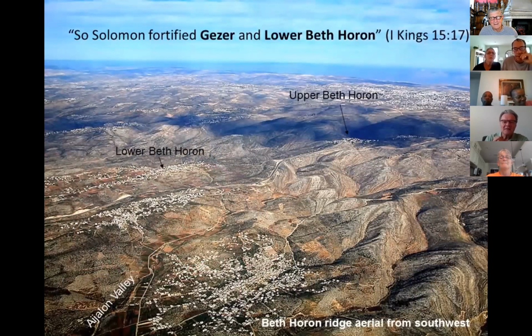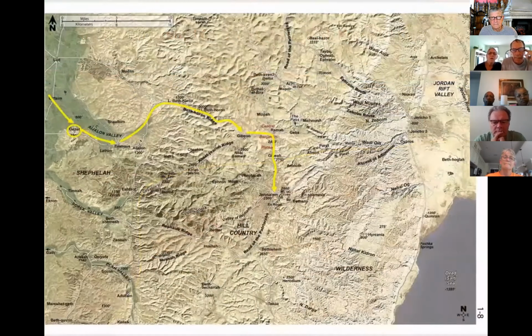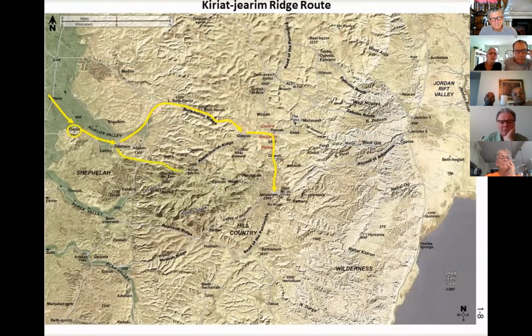Here is an aerial view of the Beth Horon Ridge route. The route comes out from the Ajalon Valley, up on the ridge past Lower and Upper Beth Horon. Solomon fortified towns along this route to guard the approach to his capital, Jerusalem. There is another route that ascends from the Ajalon Valley into the hill country. From Emmaus, this route ascends on a ridge to the town of Kiryat Jearim. Then it angles north and also joins the central Benjamin Plateau at the site of Gibeon.